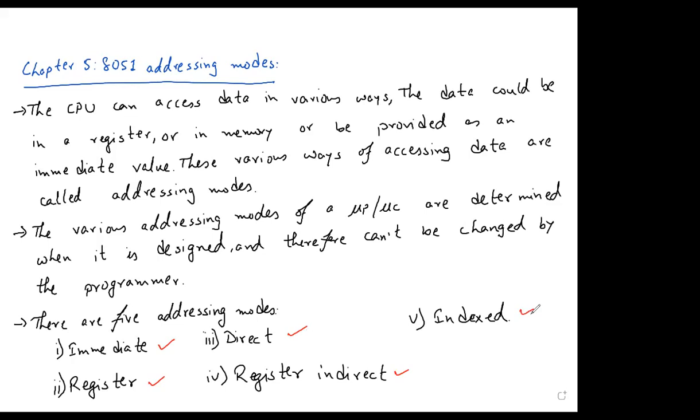Another thing you should always keep in mind is the second point. These addressing modes are determined when the microcontroller or microprocessor is designed. That means once your device has been designed, it cannot be changed by the programmer. The programmer cannot change the way these addressing modes work. So this was just the introductory portion of addressing modes.